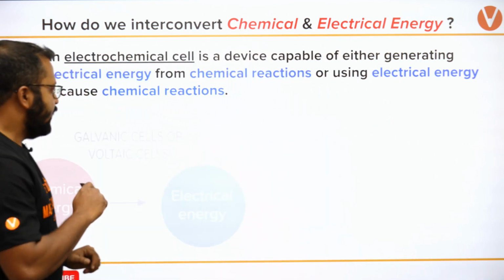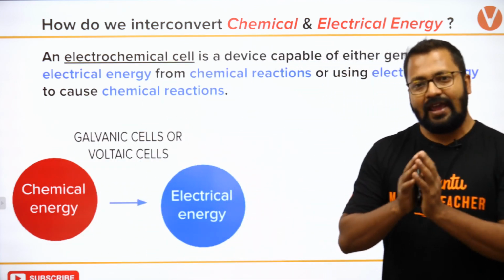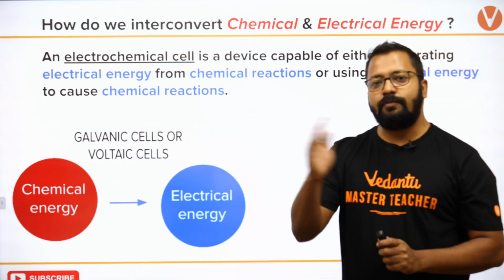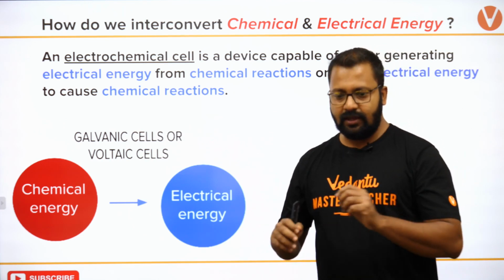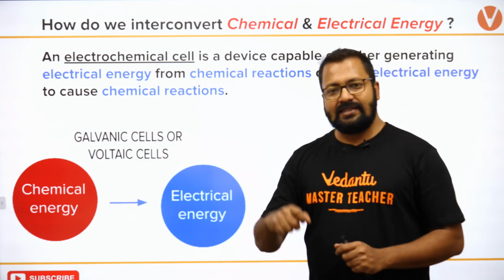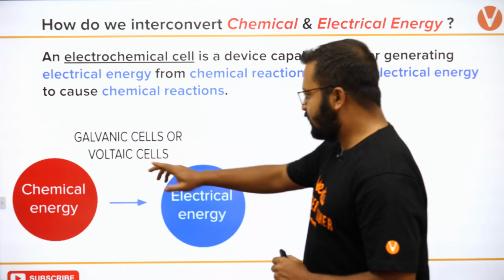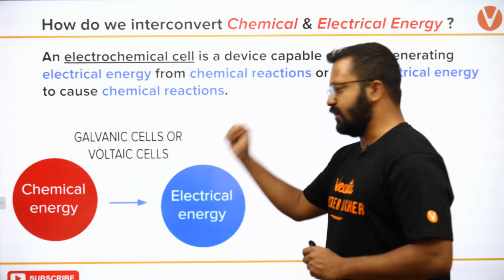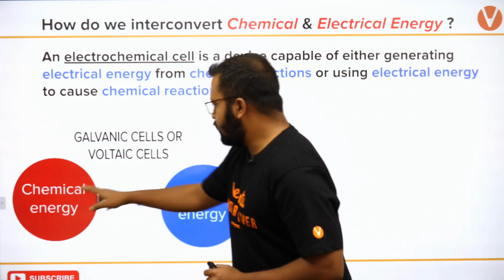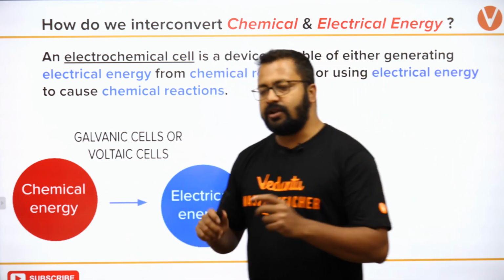Okay, now let's look at what are the different types of electrochemical cell. Electrochemical cells को हम दो पार्ट में डिवाइड कर देते हैं. We divide them into two parts. One is known as a galvanic cell or voltaic cell, in which we convert chemical energy into electrical energy. इसका example क्या हो जाएगा? The example of this will be a generic battery.